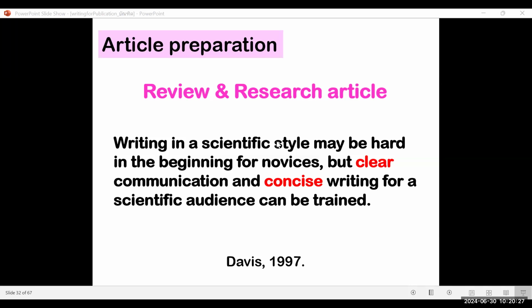Clear, short, concise, and impactful. You may write down your literature review in a review article, but I don't have that much time. You're going to focus on your research article. Of course, yes, you can make it happen. It's not easy at the first step, but you can make it happen.